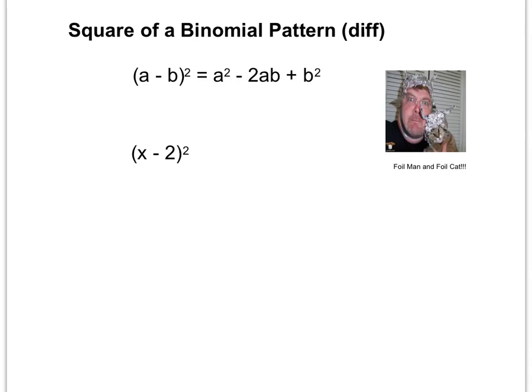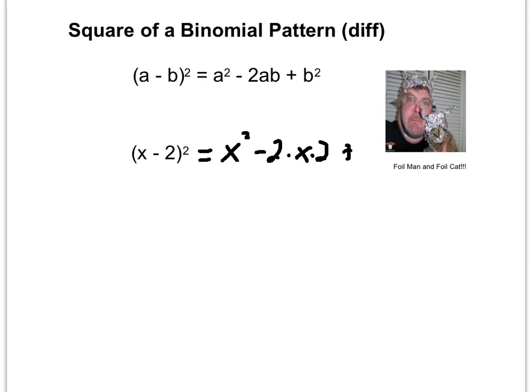So again, I'm going to just go ahead and plug these numbers in real fast to show you how it works. It's the first term squared, so in this case x squared, minus 2 times the first term, x, times the second term, 2.